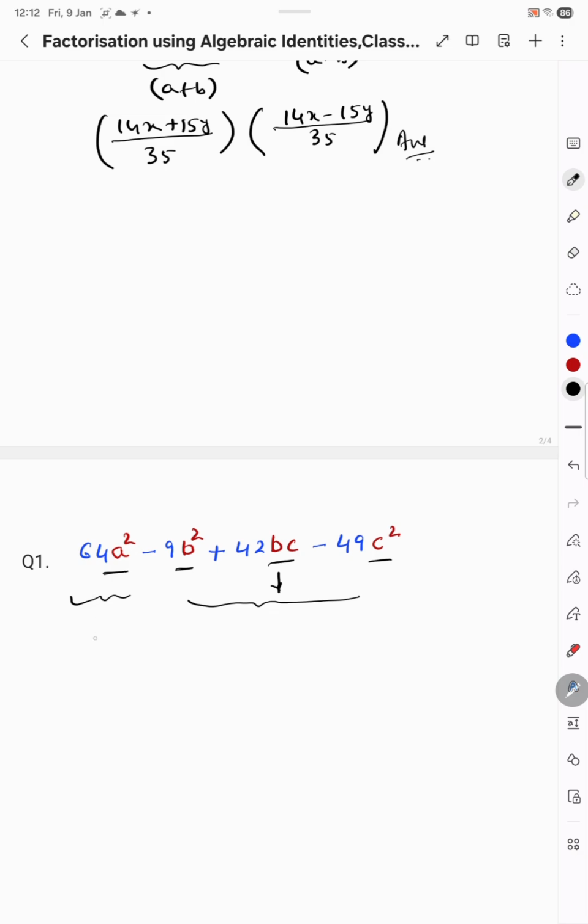Now see, 64a square can be written as (8a) whole square. Minus 9b square can be written as (3b) whole square, and this is the middle term 42bc; we'll write it as it is. Minus 49c square can be written as (7c) whole square.